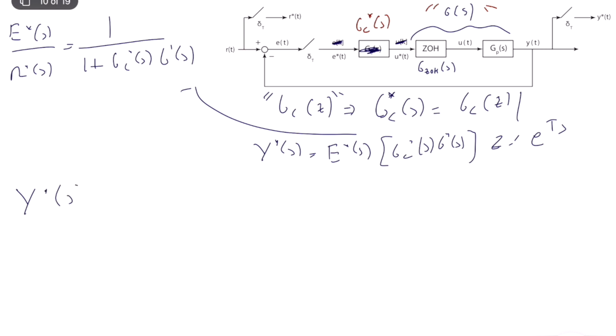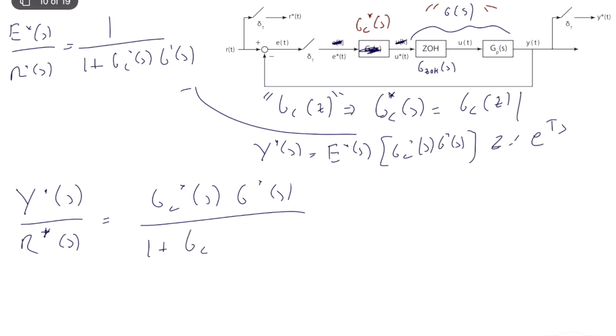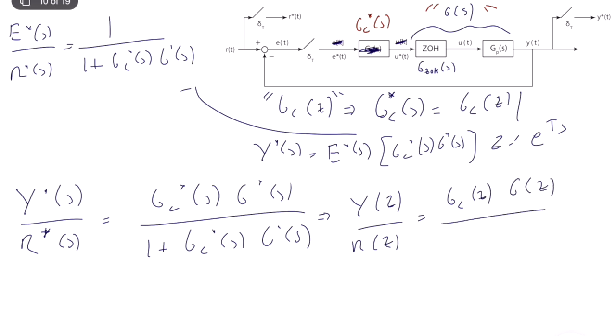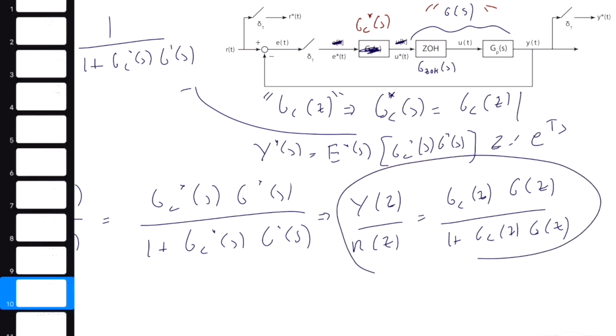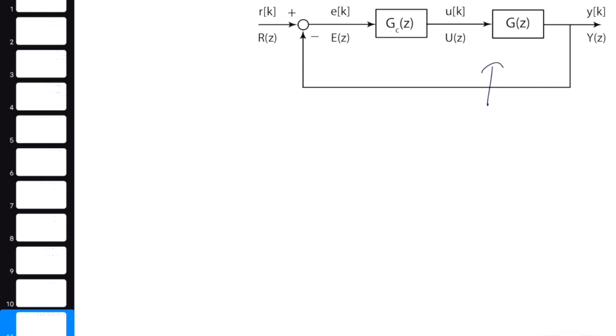Y star of S divided by R star of S is technically equal to GC star of S, G star of S divided by 1 plus GC star of S, G star of S. Okay, now everything is in star domain. I can transform it to pure discrete time domain. Y of Z over R of Z is equal to GC of Z, G of Z divided by 1 plus GC of Z and G of Z. So we obtain the same expression, and this transfer function technically is equivalent to this purely discrete time topology.